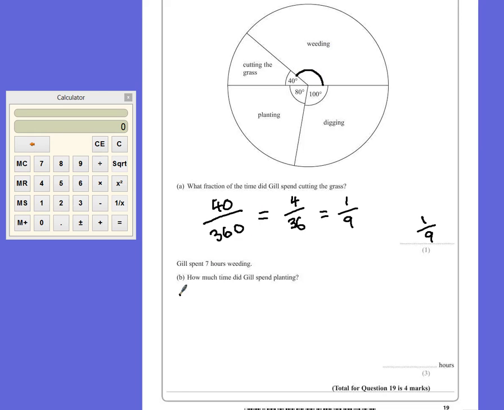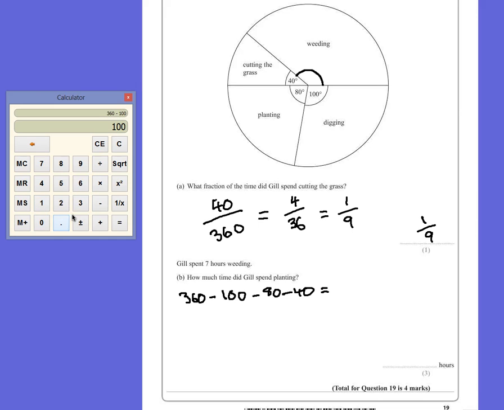So to start off, we'll take our 360 degrees and we'll subtract all of the other angles. Take away 100, take away 80, and take away 40. Whatever's left over should be our missing angle, which in this case is 140 degrees. So we know that weeding takes up 140 degrees, and that is 7 hours.